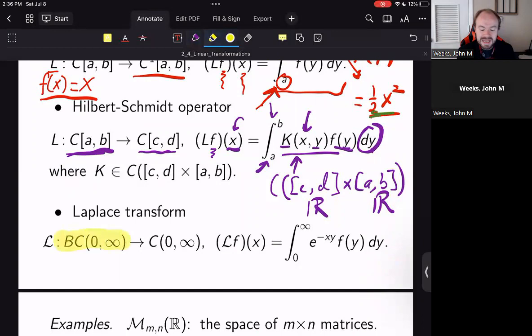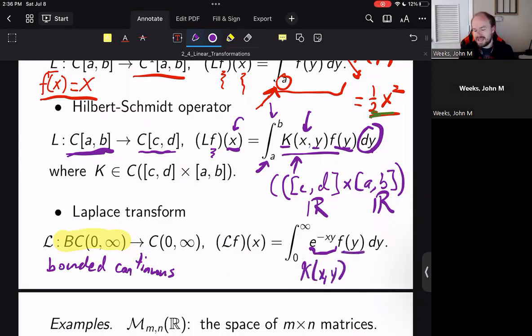The Laplace transform takes things from BC, the space of bounded continuous functions going from 0 to infinity, and it takes it to the space of continuous functions, not necessarily bounded. What this does is it has you multiplying times a kernel. That kernel here is e to the negative xy. That is a function in terms of x and y, and you multiply that times your function f, and once you integrate by y, you only have x left over. So this is a neat little thing that helps us a lot in differential equations. So a neat little trick there.